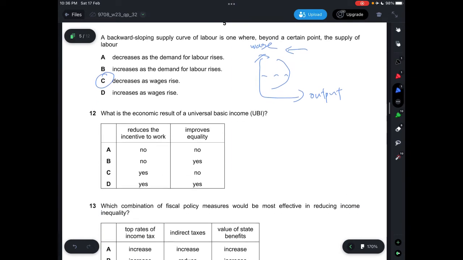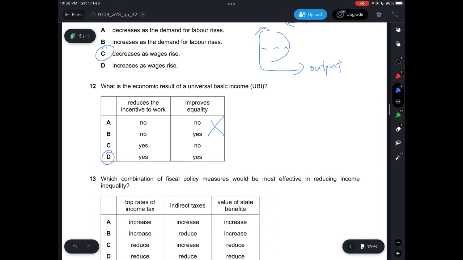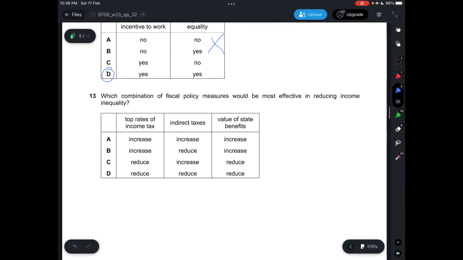And then for question 12, what is the economic result of a universal basic income? So universal basic income would result in a reduction in the incentive to work. So it would have to be a C or D. Does it improve equality? It does improve equality because people who cannot work will be able to receive a basic salary as well.